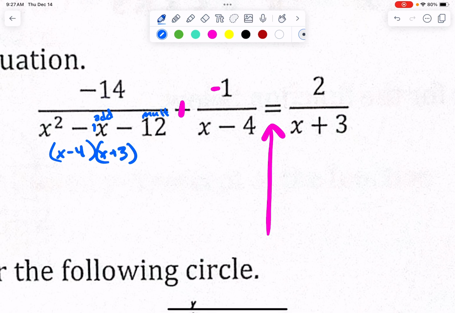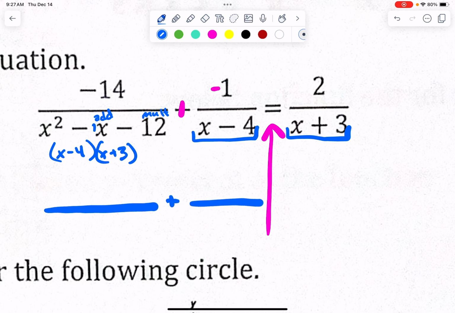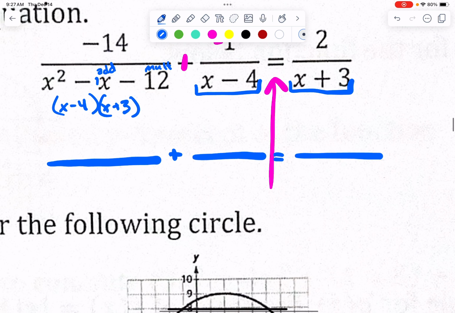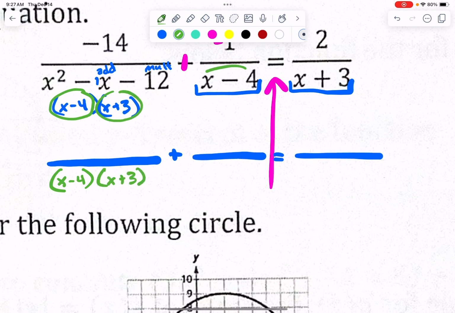And coincidentally, x minus 4, x plus 3. Take a look at that. That's so exciting. All right, I've got this plus this equals this. And if I find my common denominator, going through here, I know I need an x minus 4, so I'm going to list it. I know I need an x plus 3, so I'm going to list it. I know I need an x minus 4, but I don't need 2 of them. And I know I need an x plus 3, but I don't need 2 of them. So that's my common denominator going through here: x minus 4, x plus 3.